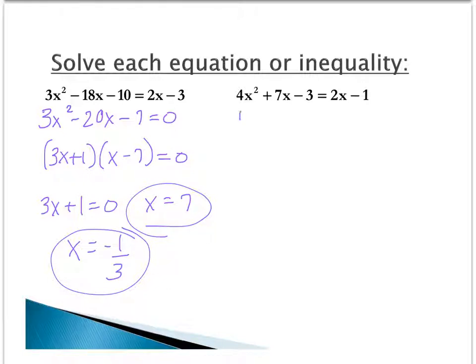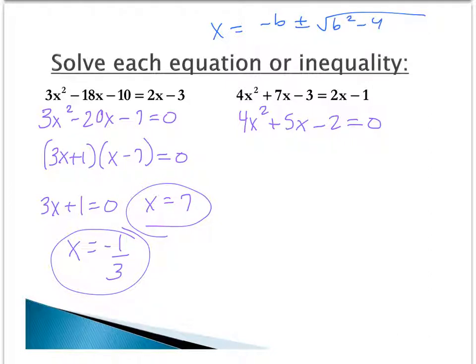Problem on the right, we are going to approach the same way. However, on this problem, what ends up happening is that it is not factorable. When a problem is not factorable, we need to use quadratic formula. Quadratic formula is opposite b plus or minus square root b squared minus 4ac all over 2a. You could also use completing the square. However, on this problem, completing the square would be rather ugly, and I think quadratic formula would be much easier.